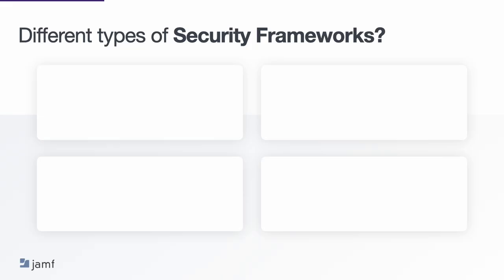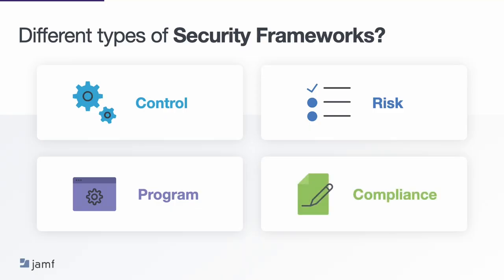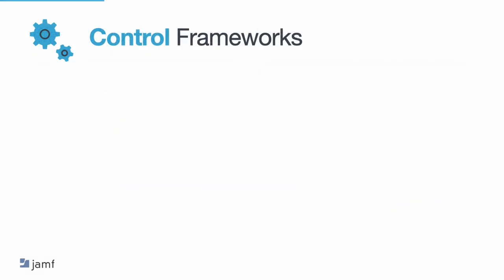But not all security frameworks are alike. They can actually be classified into 4 different categories. First, we've got control frameworks, then program frameworks, risk frameworks, and lastly, compliance frameworks. So let's dive into these a little bit more. Starting off with control frameworks.